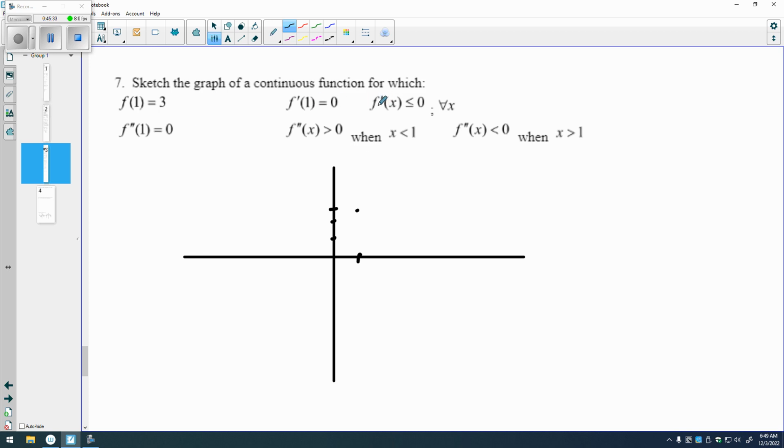All right, f prime of x is less than or equal to 0, that key phrase there, or equal to. This fancy symbol means for all x's.